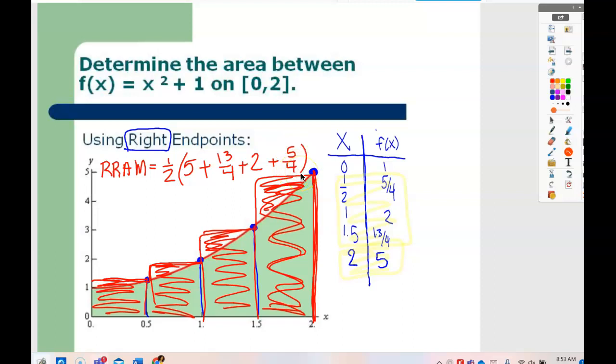The order you write them doesn't matter. I just, for purposes of helping you remember, I usually write the left endpoints starting with the left for the lowest value. And for the right endpoints, I usually start on the right side and go down. So that way you see the difference in where you're starting.